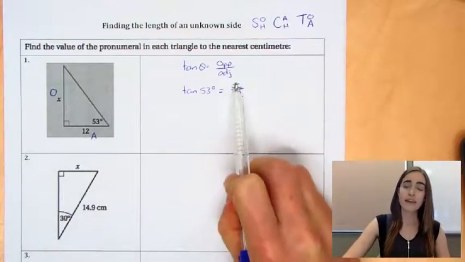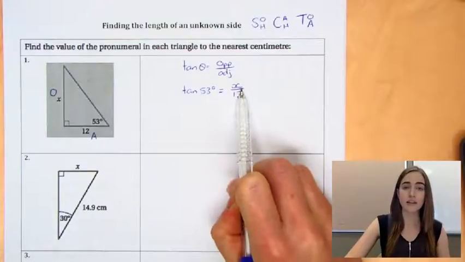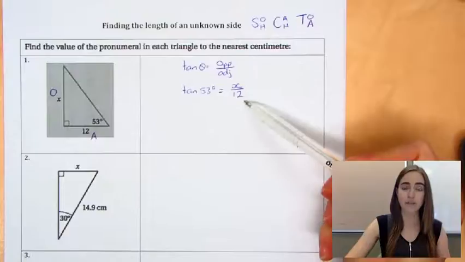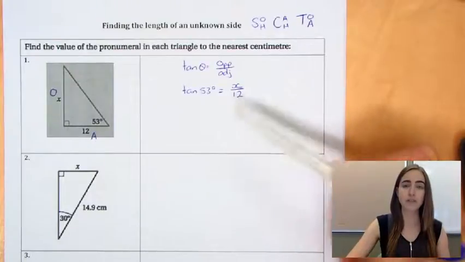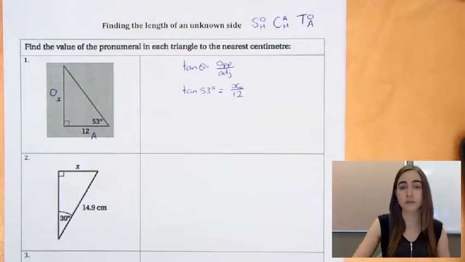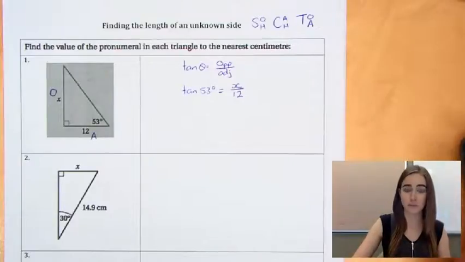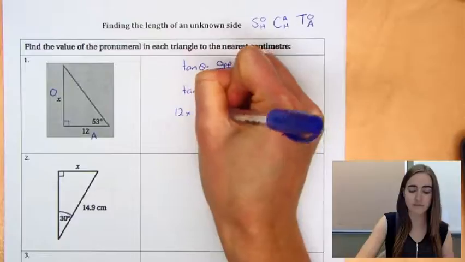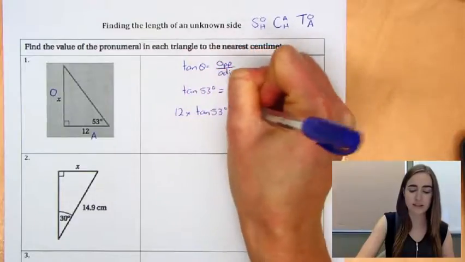We want to get that x on its own on one side of the equal sign to figure out what value it is. So that means we need to get rid of this divided by 12. To get rid of a divided by 12, we have to do the opposite, so we're going to multiply both sides of the equation by 12. So we'll have 12 times tan 53 is equal to x.